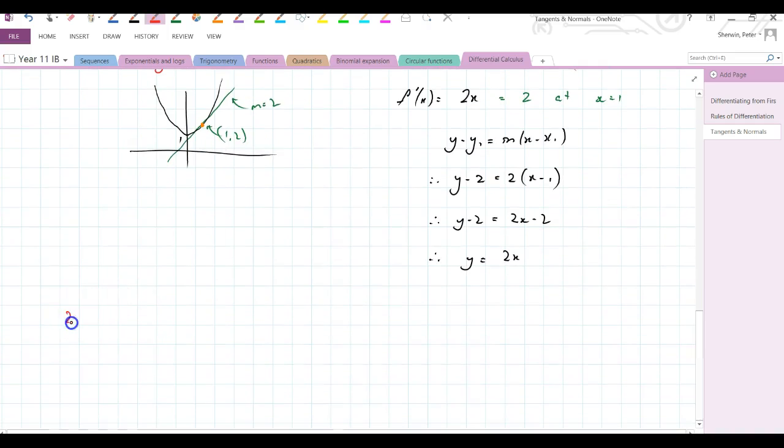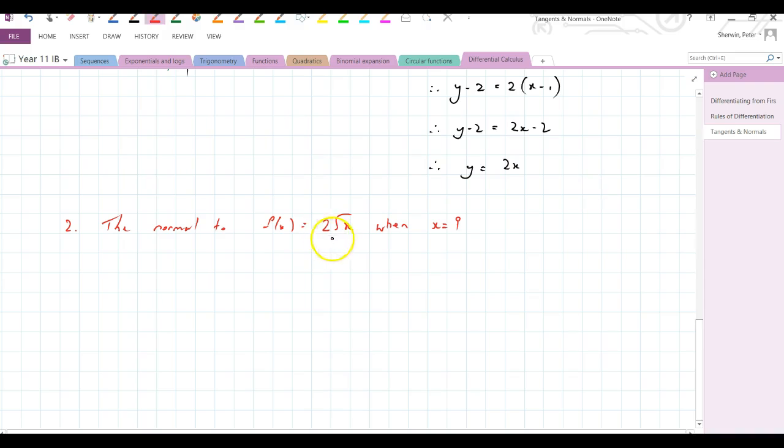So what we're doing is write an equation for each. 1, the tangent at that point. 2, the normal to the curve f of x equals 2 square root x when x equals 9. Not giving us the y coordinate this time, being a bit tight. And this 2 root x is just one of these kind of curvy things.